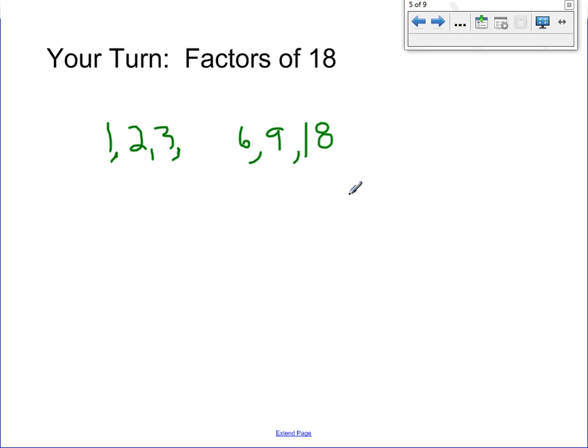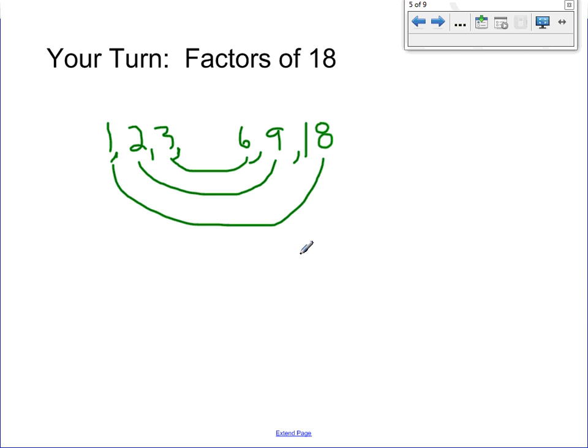So there's your list. Here are your factor pairs. You've got 1 and 18, 2 and 9, 3 and 6. Hopefully you did all right on those. If you have any questions on that, you can always come in and see me, but it's just as simple as listing down what you can multiply together to get 18.